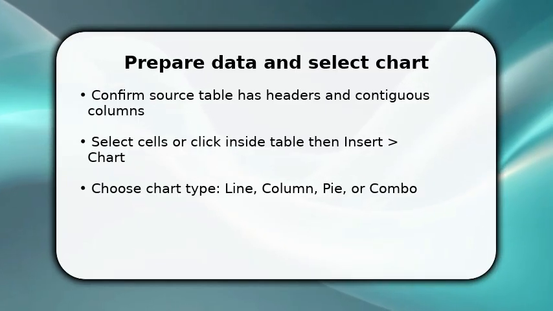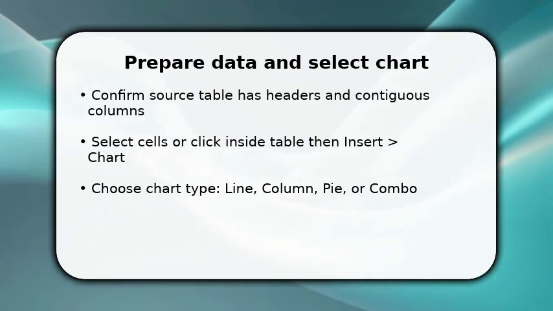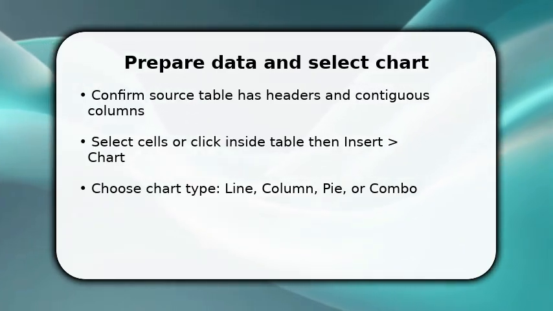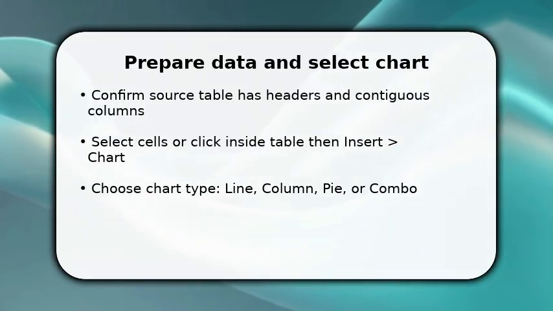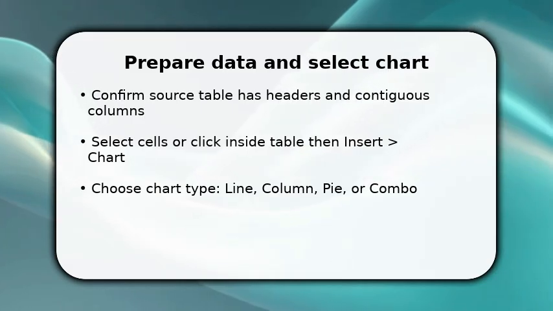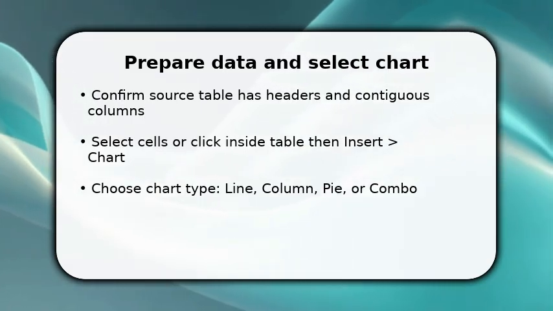Start by verifying your dataset. You need headers and contiguous columns so Excel links ranges correctly. Next, select the exact cells you want plotted or click any cell in a structured table. Then go to Insert and pick a chart type that matches your goal.